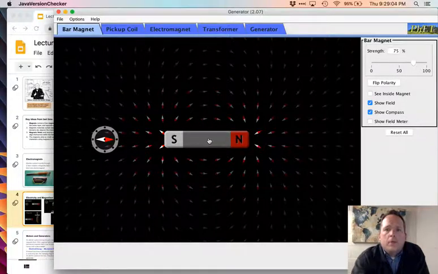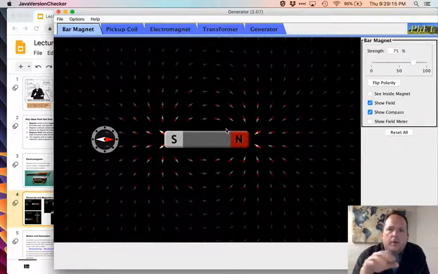So here's our bar magnet, and all of this is doing is showing us a visual on what the magnetic field looks like around that bar magnet. So in the previous slide, we showed pictures of iron filings that were sprinkled on a magnet. They're acting like these tiny little compasses and indicating the direction of the magnetic field.